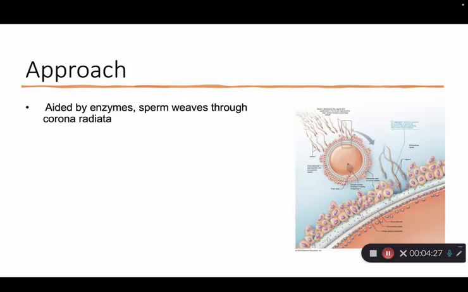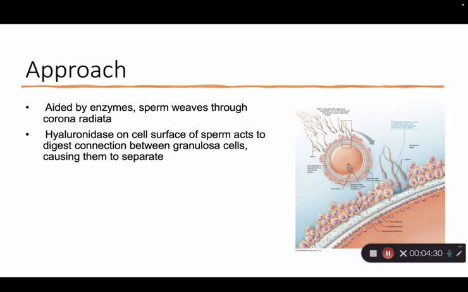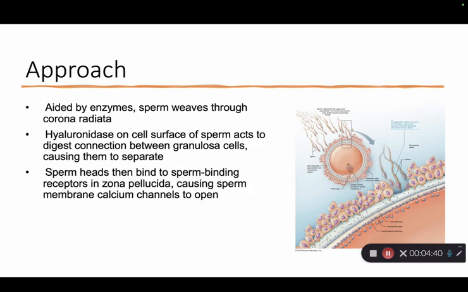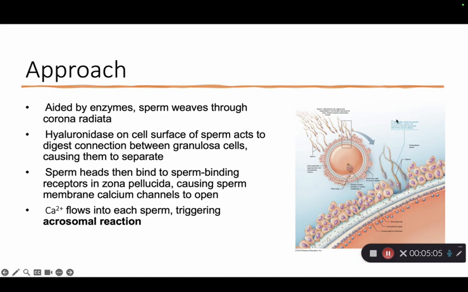In the approach, the sperm uses surface enzymes to weave through the corona radiata, which is the outer layer of follicular cells, as seen in this picture. As they bind to the receptors in the zona pellucida, calcium channels will start to open in the sperm, which initiates the acrosomal reaction. This cascade allows sperm to bore through the oocyte membrane. The specificity here ensures that only human sperm can fertilize a human egg, reproductive compatibility that's encoded at the molecular level. And we can see this in this picture here. This is showing the approach, which is aided by enzymes to work through this superficial layer.